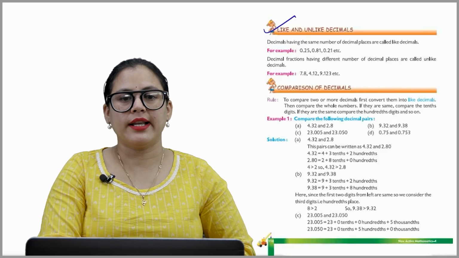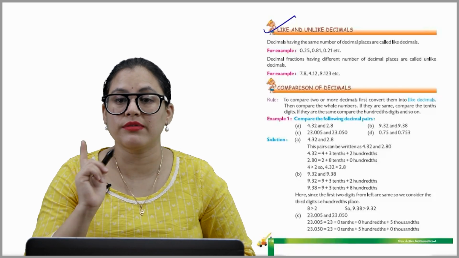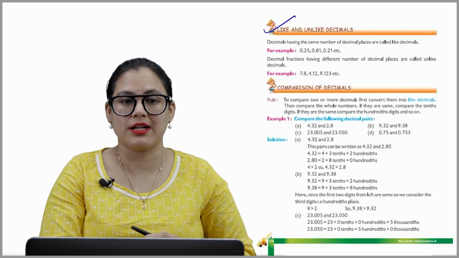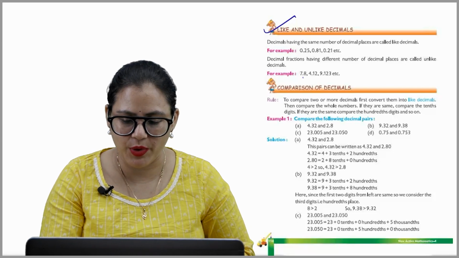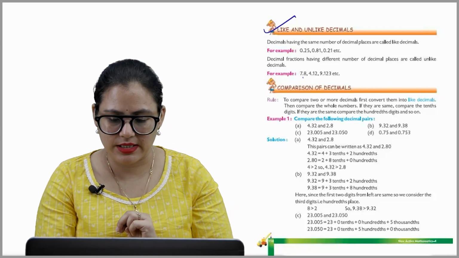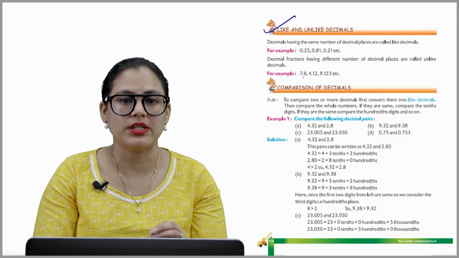Okay. And decimal fractions having different numbers of decimal places are called unlike decimals. For example, 7.8, there is 1 decimal place; 4.12, there are 2 decimal places; and 9.123, there are 3 decimal places.